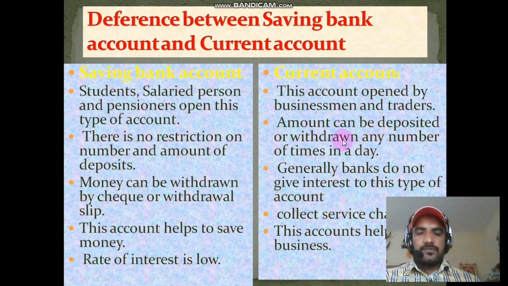In the current account, this account is opened by businessmen and traders. Amount can be deposited or withdrawn any number of times in a day. Generally, banks do not give interest on this type of account, but they collect service charges. So this account is helpful to business. So these are the differences between saving bank accounts and current bank accounts.